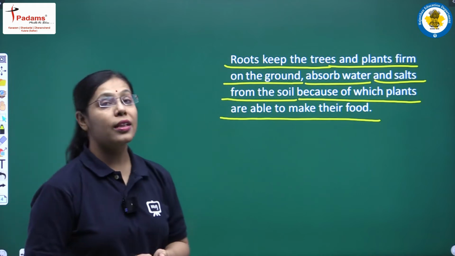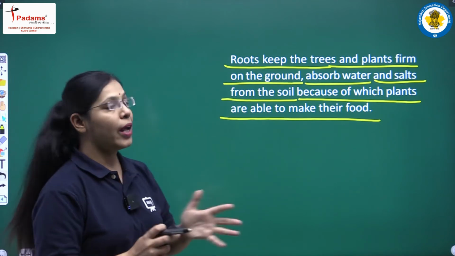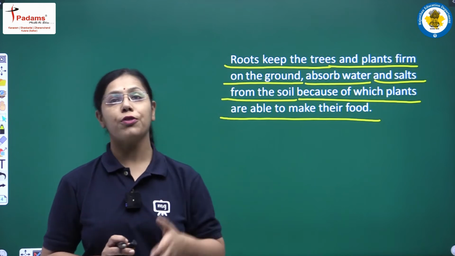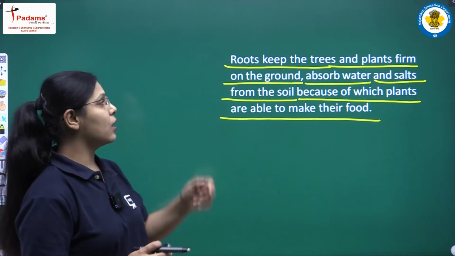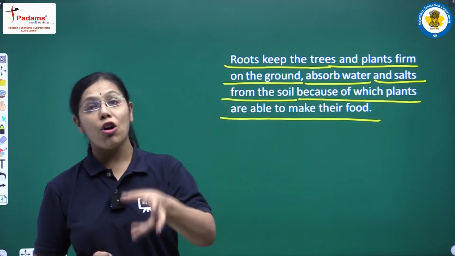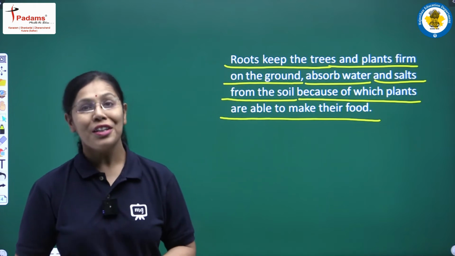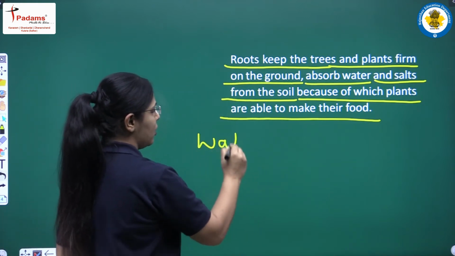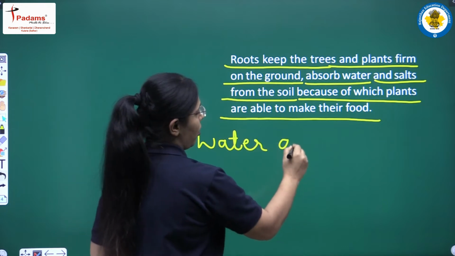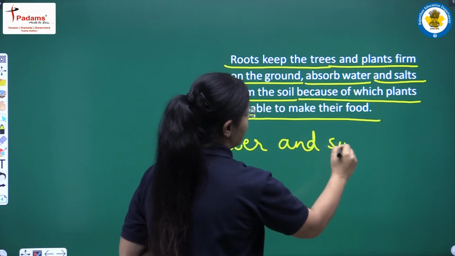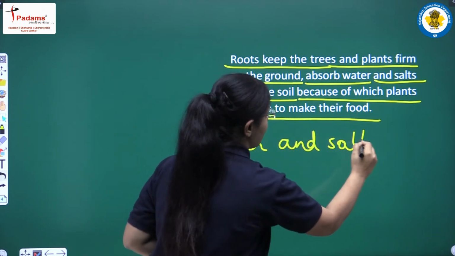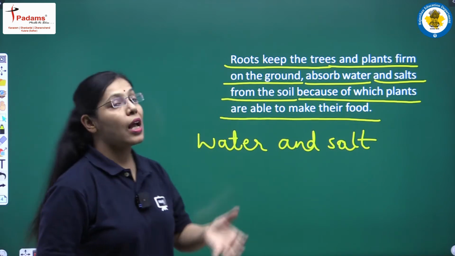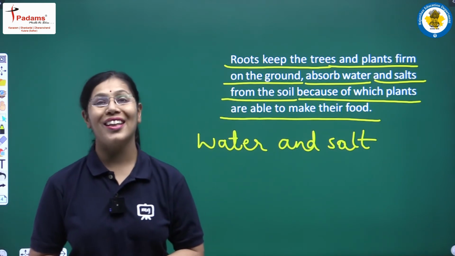First one is that they keep the tree or the plant firm on the ground. Second thing is they absorb water from the ground, and the third thing is besides water they also absorb salts from the ground. And finally, because of the water and salt which is absorbed by the roots of plants and trees, these plants and trees are able to make their food.